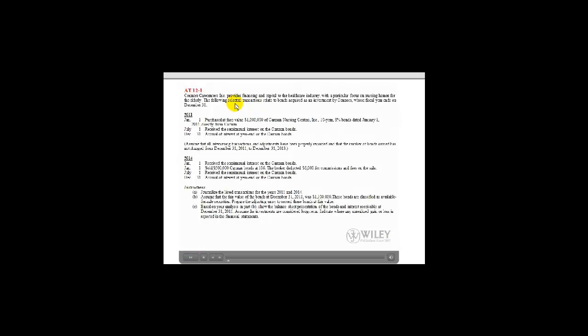Connors Care Centers provides financing and capital to the healthcare industry with a particular focus on nursing homes for the elderly. The following selected transactions relate to bonds acquired as an investment by Connors, whose fiscal year ends on December 31st. We need to journalize the listed transactions for the years 2011 and 2014. Assume that the fair value of the bonds at December 31st, 2011 was $1,100,000. We need to prepare the adjusting entry to record these bonds at fair value. And then we want to prepare balance sheet presentations of the bonds and interest receivable as of the end of the year.